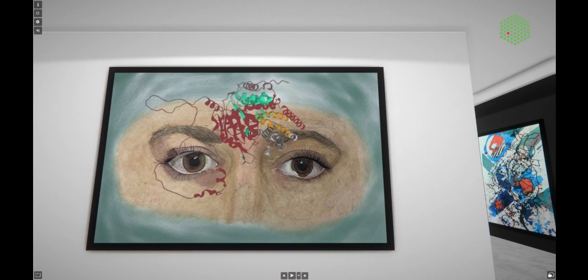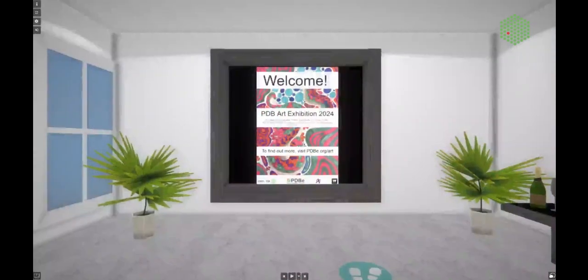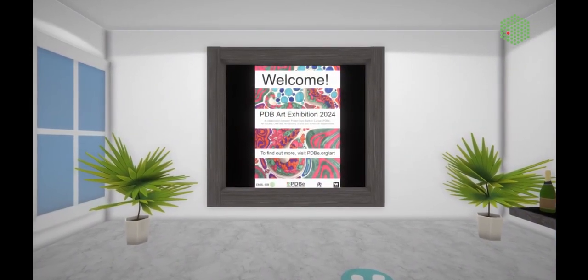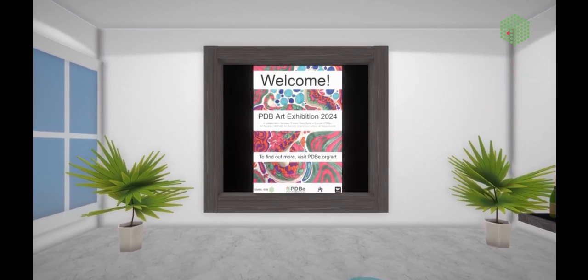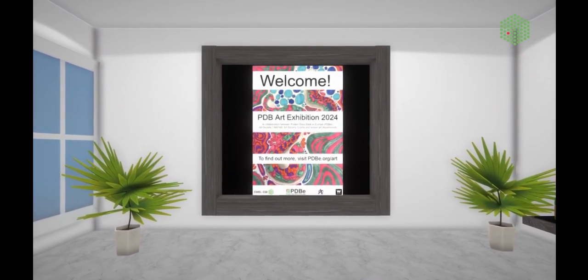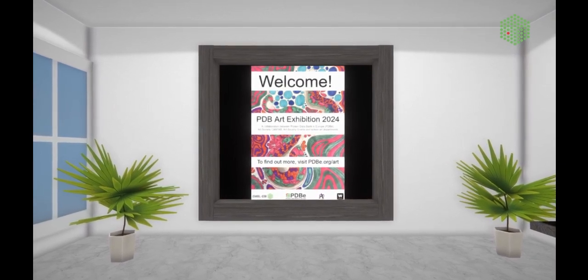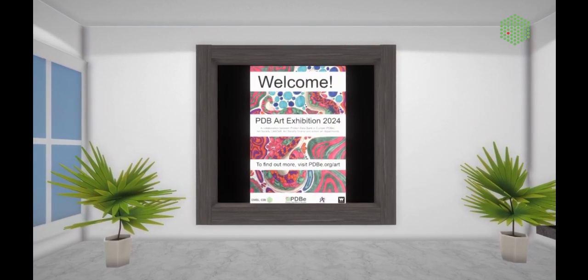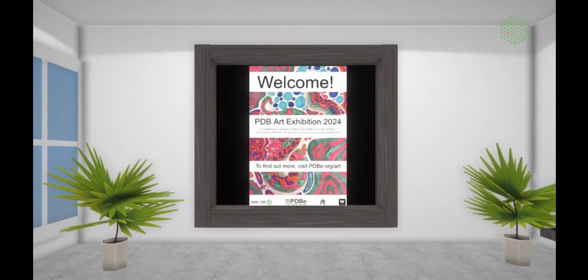With this, we come to the end of the guided tour. Thank you for joining us on this journey. Each piece in this exhibition showcases the curiosity and imagination of the students that is guided by their teachers. Together, they highlight the remarkable connections between art, biology, and the future of scientific discovery. We hope you leave feeling inspired. Please take your time to explore this wonderful exhibition further. Thank you so much.